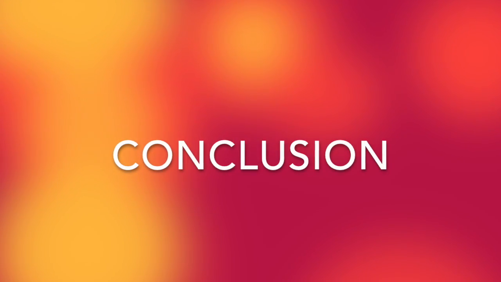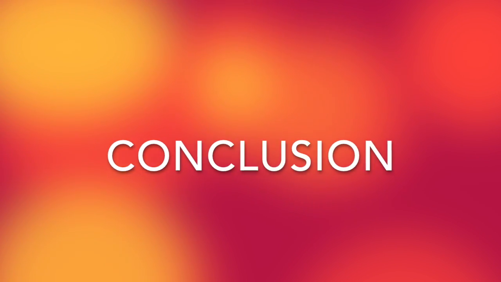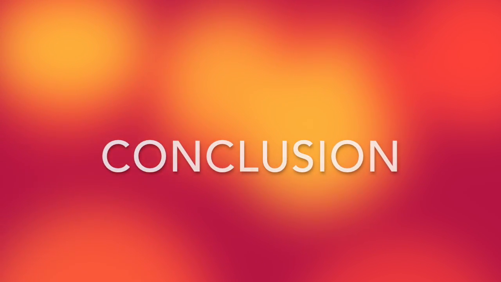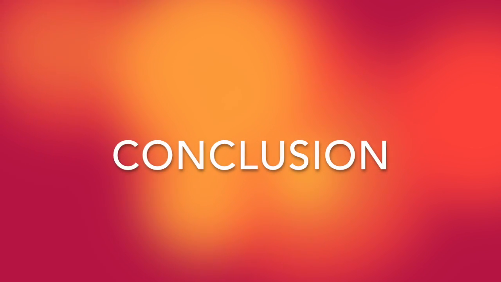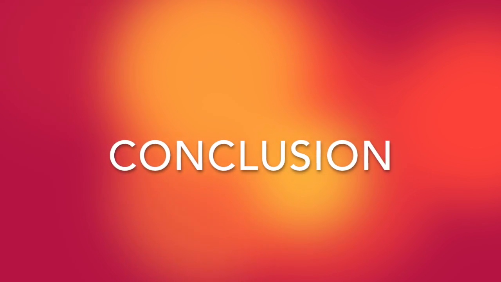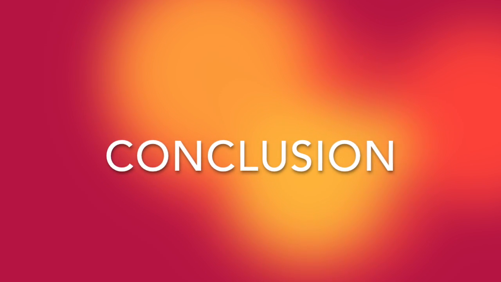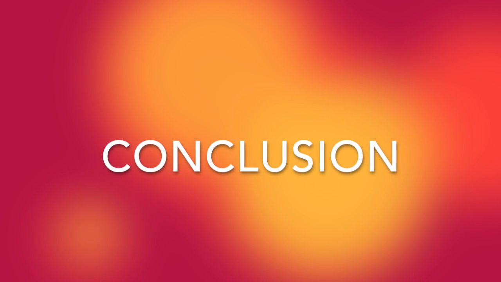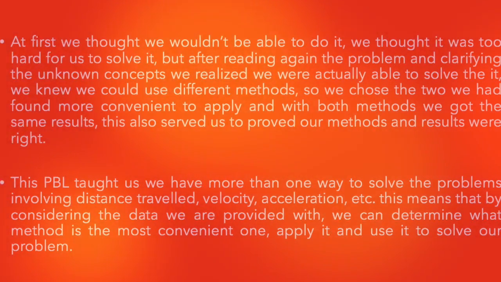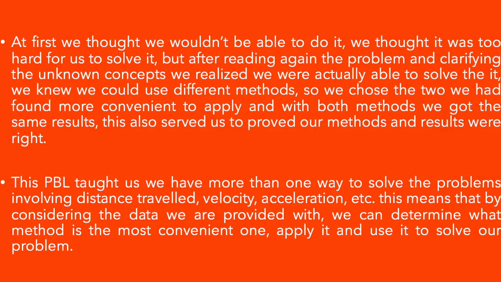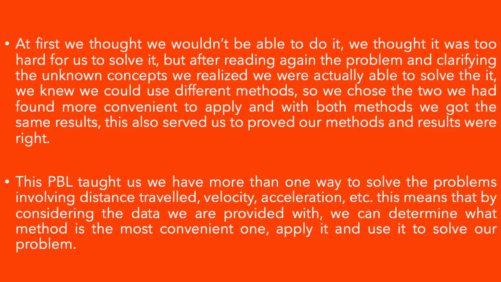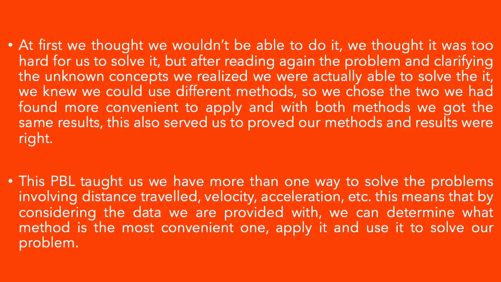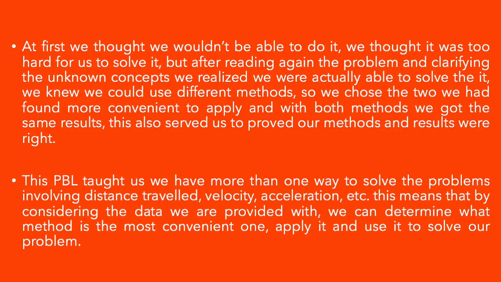At first, we thought we wouldn't be able to do it. We thought it was too hard for us to solve. But after reading the problem again and clarifying the unknown concepts, we realized we were actually able to solve it. We knew we could use different methods, so we chose the two we found more convenient to apply, and with both methods we got the same results. This also served to prove our methods and results were right.